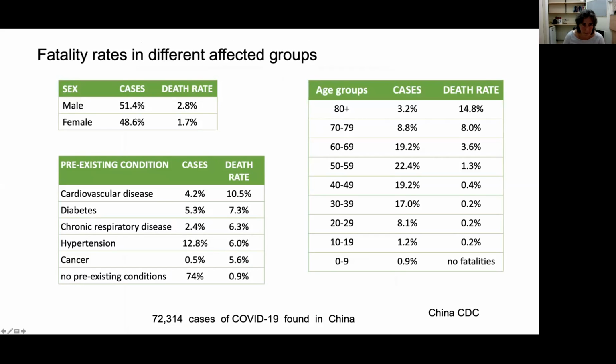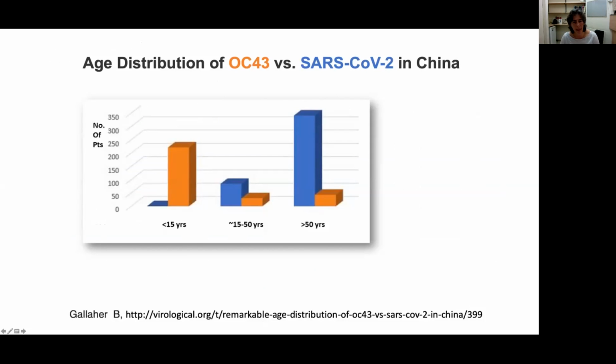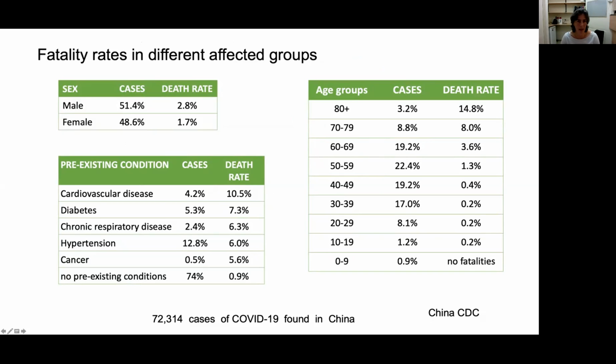So let's look at the fatality rates by the different groups. This is a study that was published by the Chinese Center for Disease Control, according to the first 72,000 cases. Another study like this was published from the Koreans, which looks at fewer cases, and the numbers were more or less the same, except for one difference, which I'll tell you about in a minute. Basically males have a higher number of cases and a slightly higher death rate. You can see a breakdown by age here.